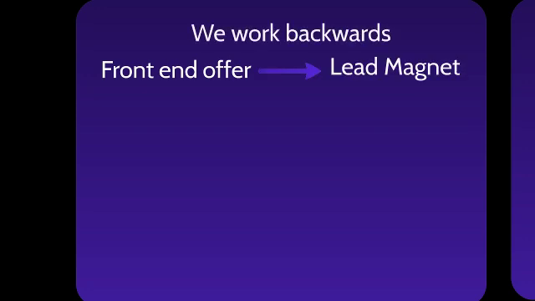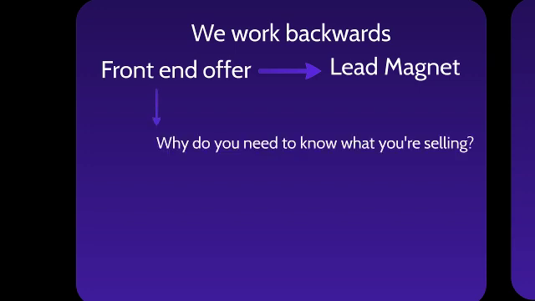So essentially we're working backwards here, and the reason is that if you extract something from the front end offer, create the lead magnet, and work backwards, you will create something high converting and more congruent. And more on that later on. So essentially you need to know what you're selling first. What is your front end offer about? If you don't have it created, that's fine, but you really need to know what you are selling.